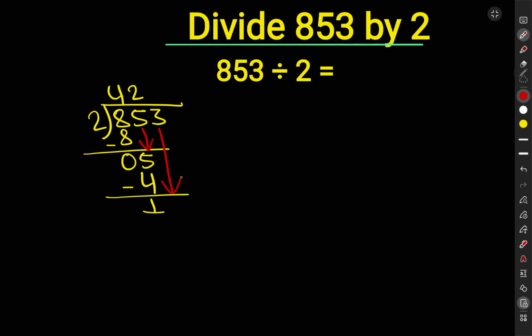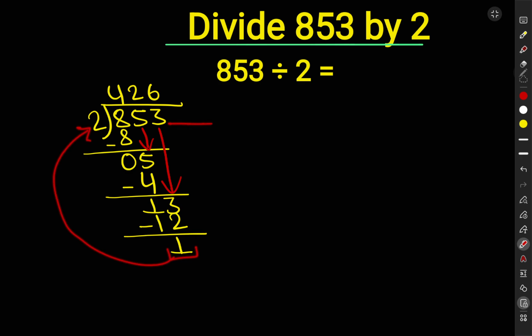So again we put down this 3 and it is 13. So 2 times 6 is 12. On subtracting we get 1. So now this 1 is less than 2 and there is no other number to put it down. So we take here decimal so that we put 0.